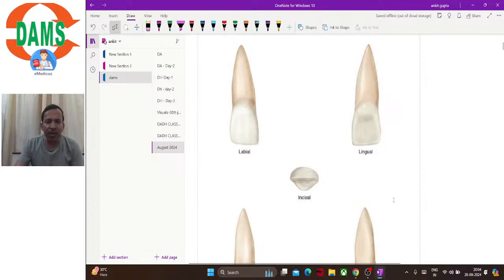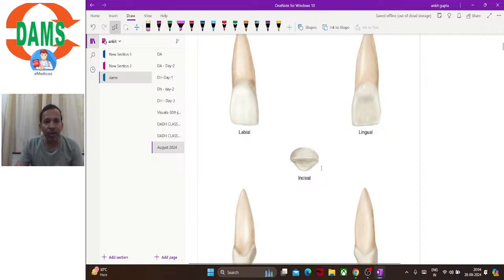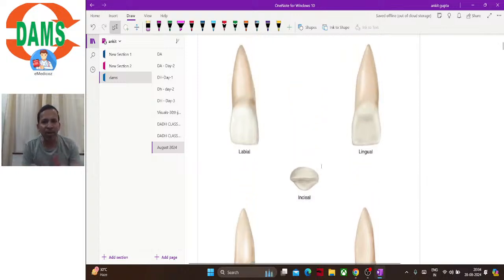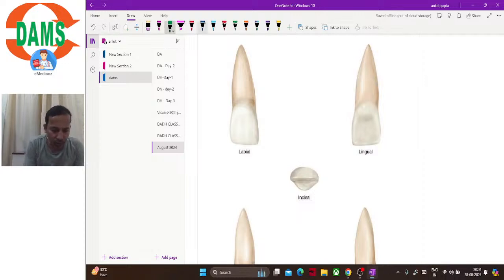So let's start with the upper central incisor, the maxillary central incisor. In front of you, you can see the maxillary central incisor in its different views: labial, lingual, incisal, mesial, and distal. More or less, this class will be a revision of certain points that we have studied in the class, right? So let's start with the labial view of the central incisor, or overall general features of the central incisor.